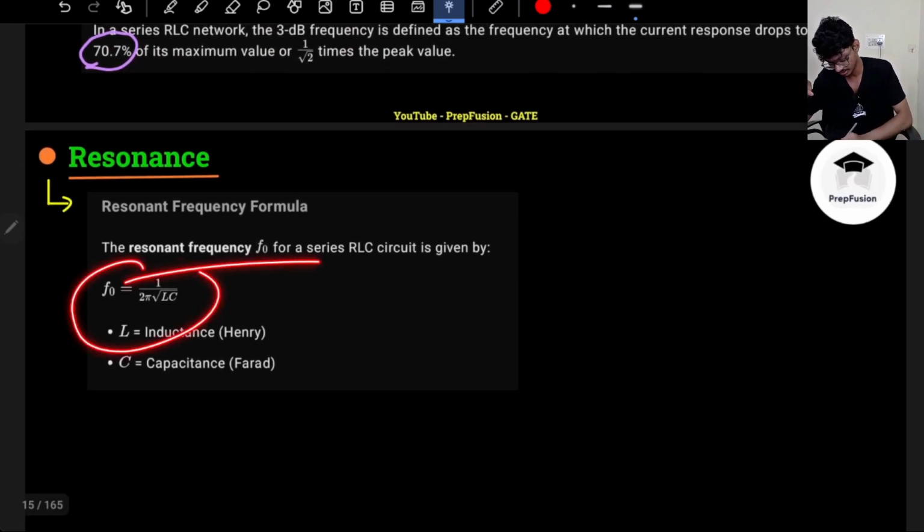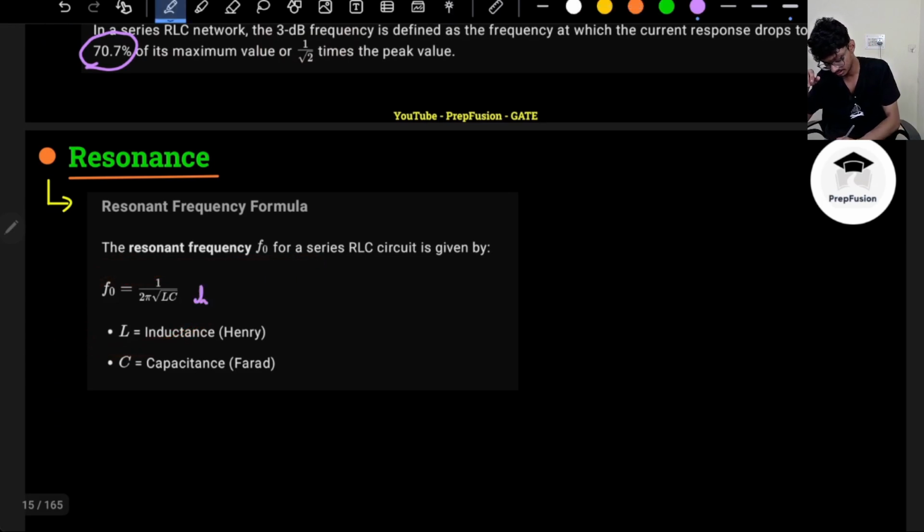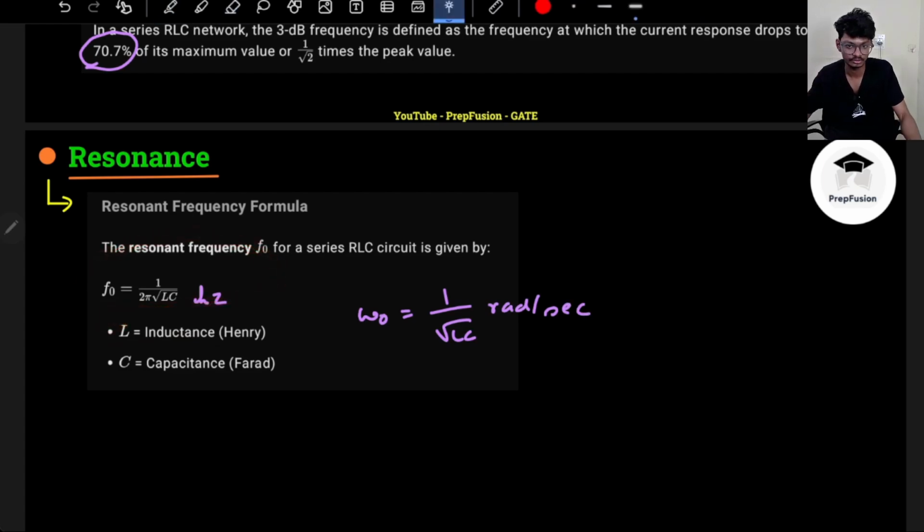This resonant frequency is clear. This is in hertz, radians I have already discussed. So don't get confused between hertz and radians, because this is 1 by root LC, this is in radian per second, and this unit is in hertz. So don't get confused. It depends in what unit they are asking. So please don't make this mistake.